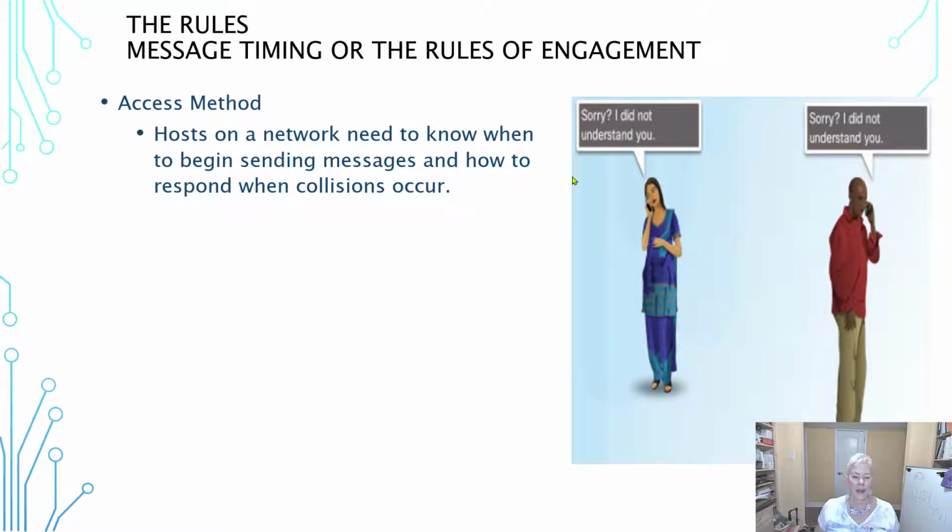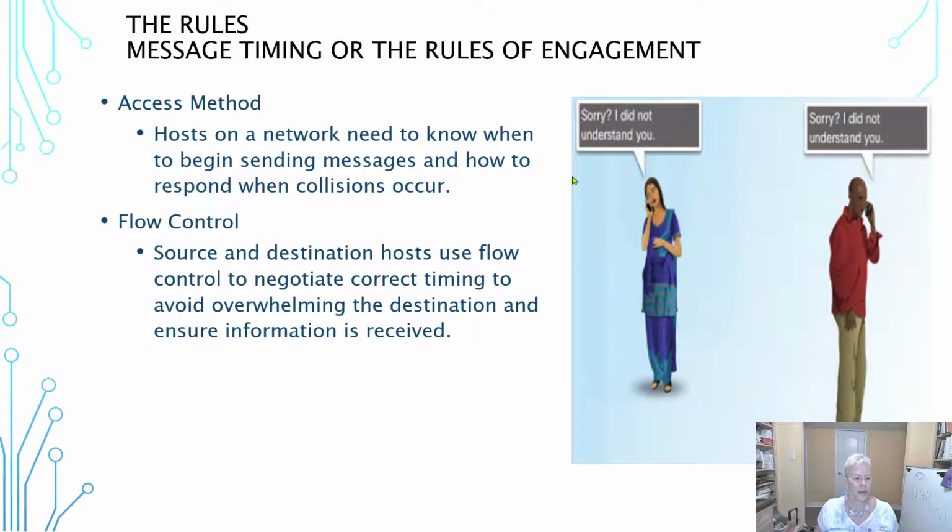Hosts on a network need to know when to begin sending messages and how to respond if a collision does occur, okay? So the host will be thinking, can I send a message? Can I send a message? Plus, there needs to be something in place so that if it sends a message and there's a collision with another message preventing the data from getting to the destination, the source device needs to know, what do I do for that?